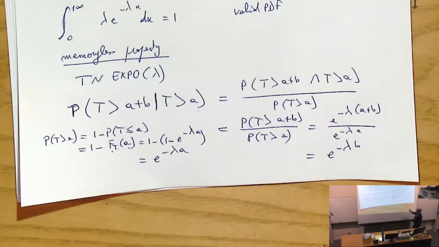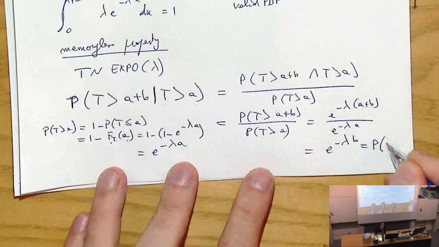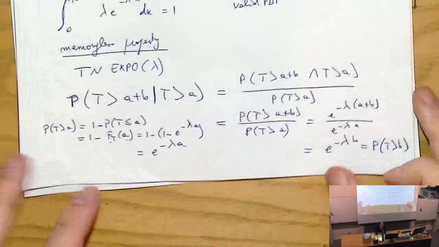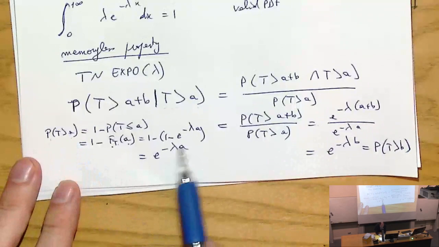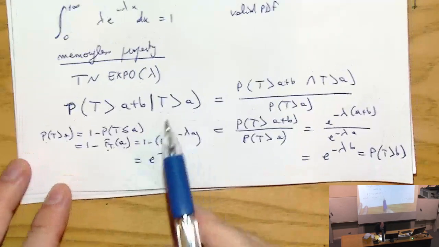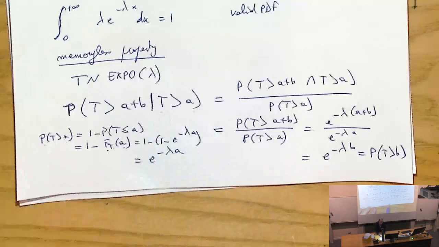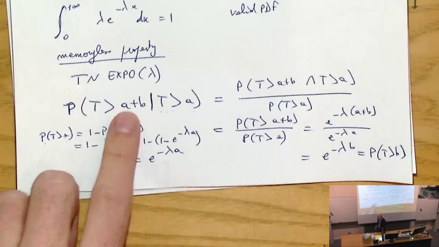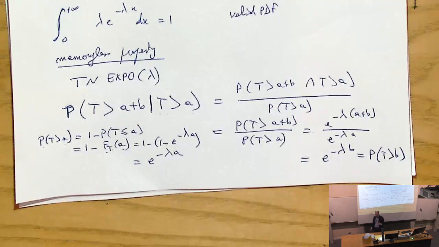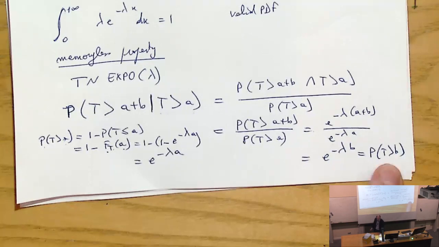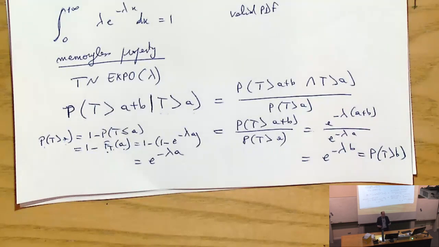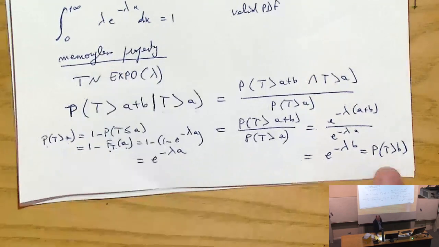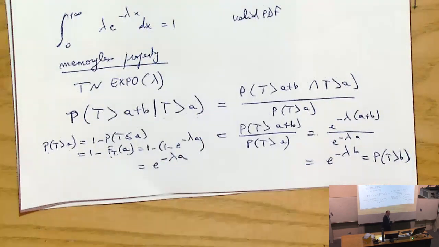It is not a function of a, right? It's only a function of b. This is the same as the probability that T is larger than b, right? You replace a by b and you get this. So what you see here, you're looking at the lifetime of components. You know that it functions properly a units of time. You wonder what's the probability that it functions an additional b units of time, given that it has functioned a units of time. And this is just the probability that it functioned b units of time. So it's a memoryless property because it's not a function of a. It's not a function of how long this component has already worked, right?